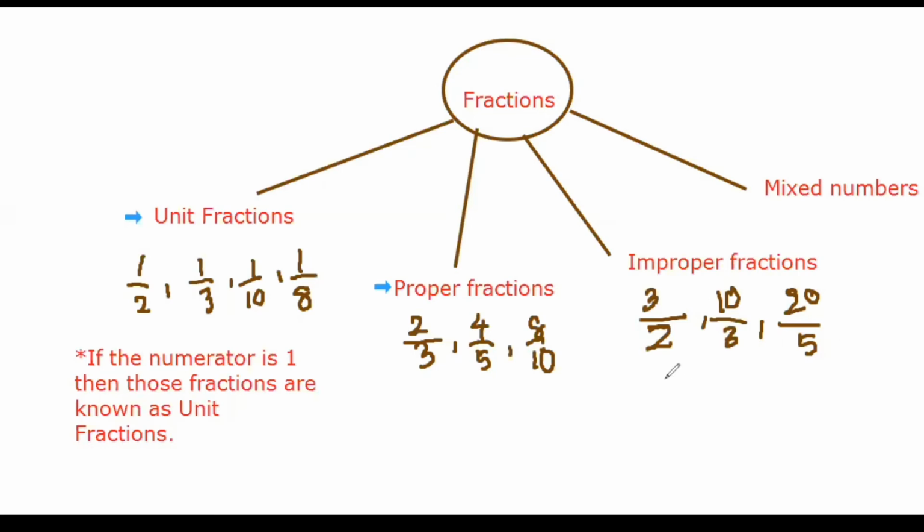Right, a mixed number we can write like this, 3.5, that way. Those are known as mixed numbers. Then again we will learn them in grade 7. It has two parts, a fraction and a whole number, so we are saying mixed numbers. So we are going to learn only unit fractions and proper fractions.